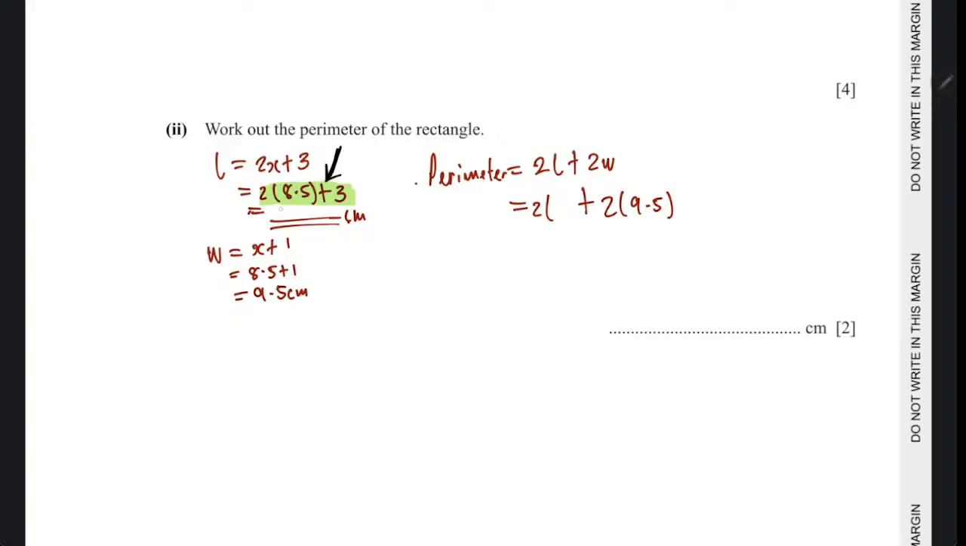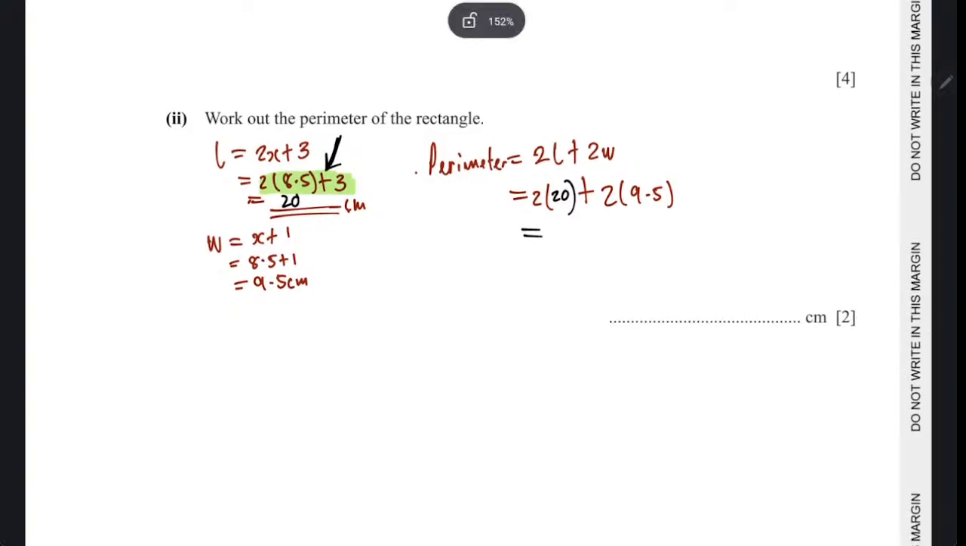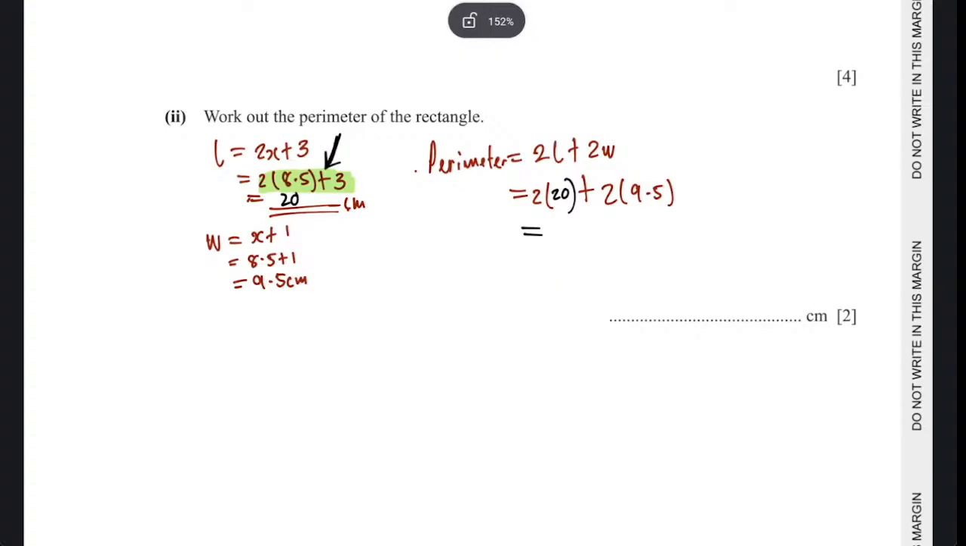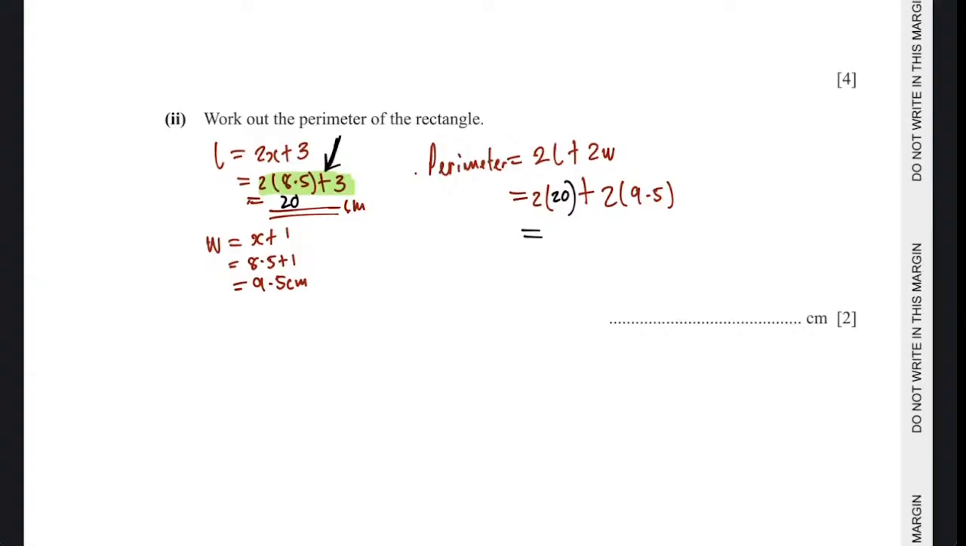Yes, you get 20. Well done. Now, tell me what you're going to get for this. Kingsley, I'm back to you. Tell me what we get here. 2 by 20 plus 2 by 9.5. What are we getting? Kingsley, what are we getting here? Well done. 59 is the correct answer.